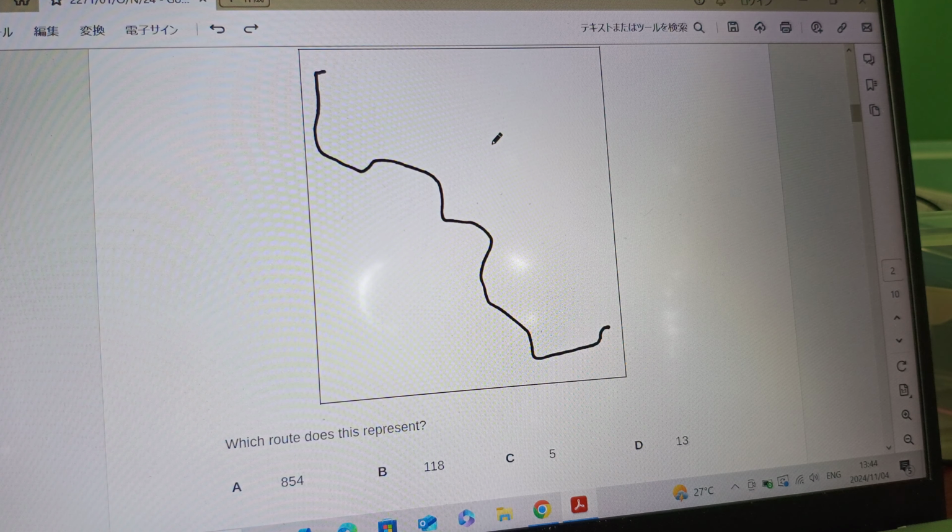What system does the LRT use? I mean, you see this regurgitated over and over again. Which of the following routes call at certain stops twice? This one.